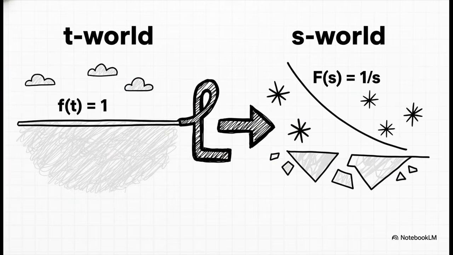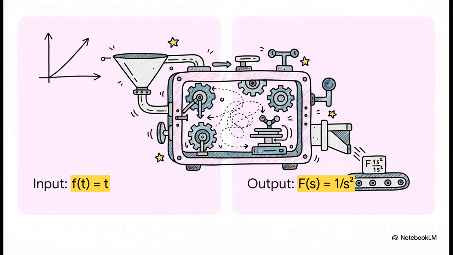And look at that. Our machine takes the simple constant function 1 and transforms it into the clean algebraic function 1 over s. This is the magic right here. A constant in what we call the t world becomes a simple fraction in the s world. Okay, what about something a little more complex? Let's feed the function f of t equals t into our machine. Now, after a bit of integration by parts, which we'll skip for now, out pops another beautiful result, 1 over s squared. Are you starting to see a pattern here?